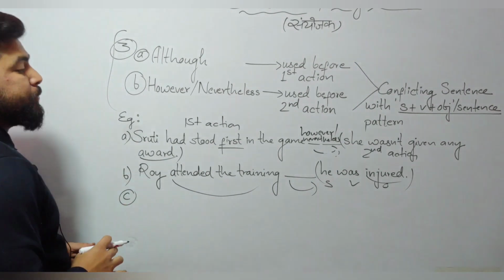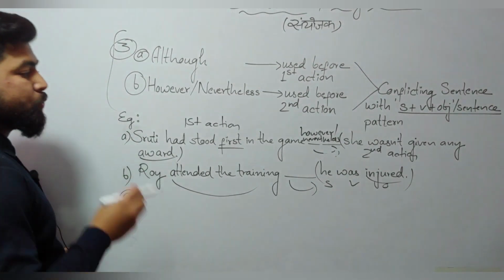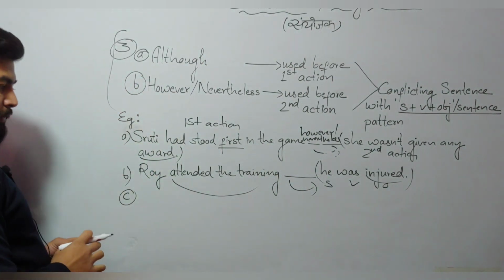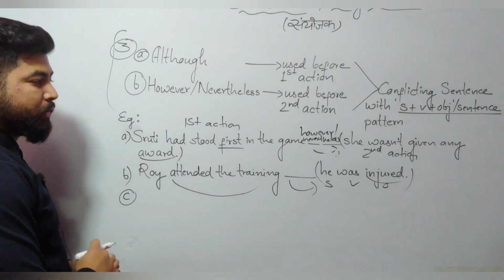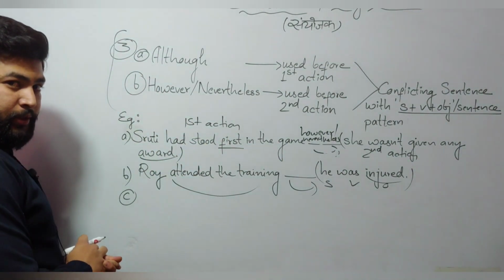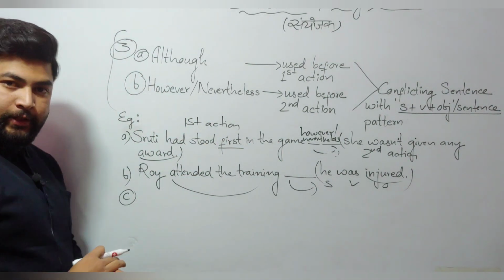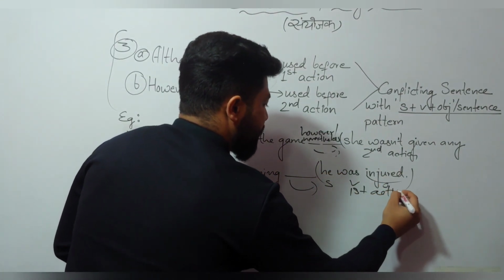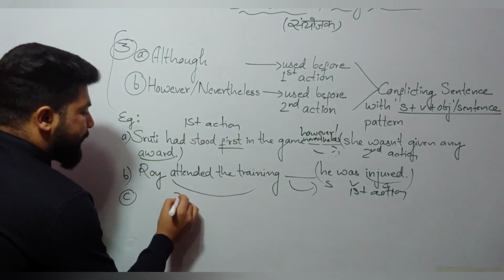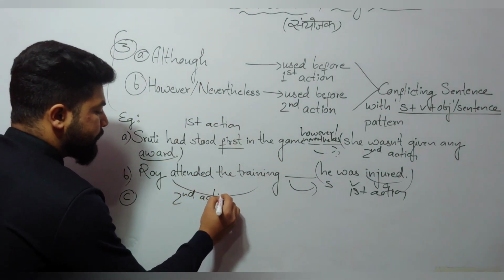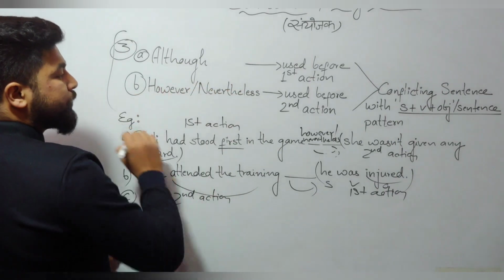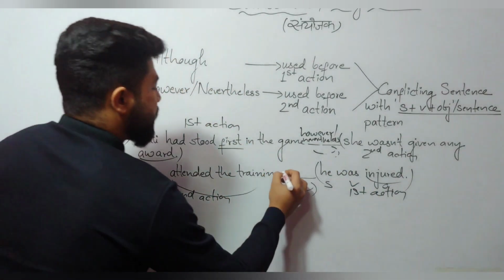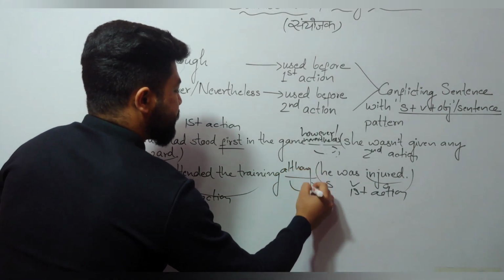For that, you have to find which action took place first and which one's the second. So tell me, which action took place first here? He attended the training first, or he was injured in the first place? What is it? Yes. So he was injured is the first action. And attending the training despite injury is the second action. So now you tell me, which one do you use before the first action? So before the first action, you are going to use although.